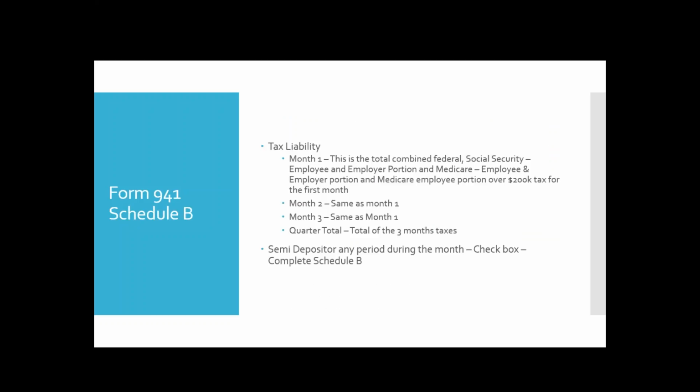Monthly depositors should enter their accumulated tax liabilities for each month of the quarter and a total for each month, and then they'll go to Part 3. And semi-weekly depositors should check the appropriate box, and then they will complete Schedule B.